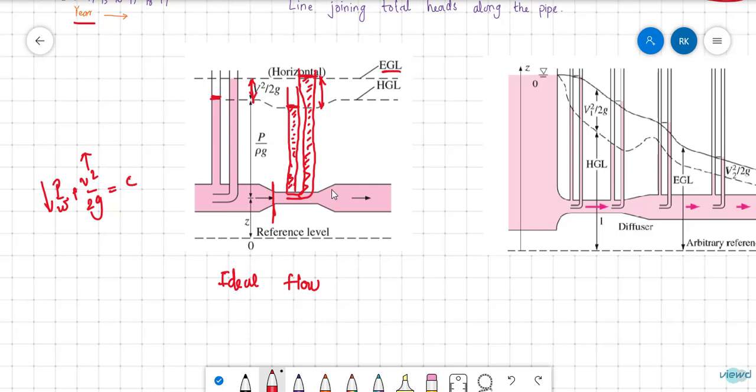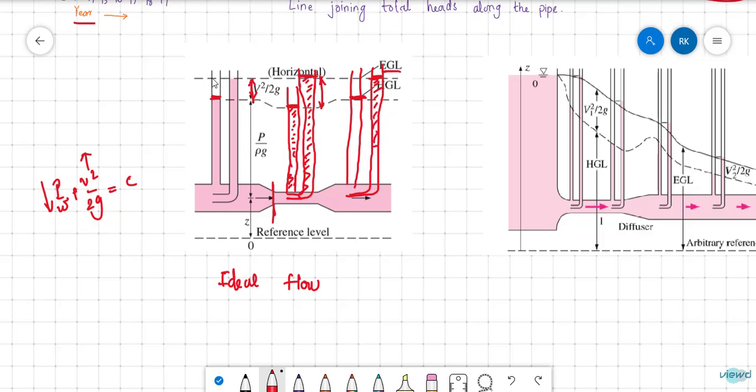And when here, this is the piezometer, again the velocity decreases and the pressure increases. So the liquid rises above this level. Above this level the liquid rises in the piezometer. If I place a pitot tube, liquid rises up to this level. So that is the energy gradient line.